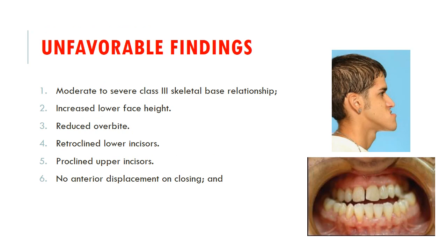On the flip side, we have several unfavorable findings that can make our treatment more difficult and unstable. Like if the patient has a moderate to severe class 3 skeletal base relationship, or an increased lower facial height, or a reduced overbite, or a negative overbite, so there will be no vertical overlap between the upper and the lower incisors to stabilize the treatment. Also, if the patient has retroclined lower incisors, we cannot retrocline them further to correct the incisor relationship. Or if the upper incisors were already proclined, we cannot procline them anymore, because if we do so, we will end up with unaesthetic and unstable results.